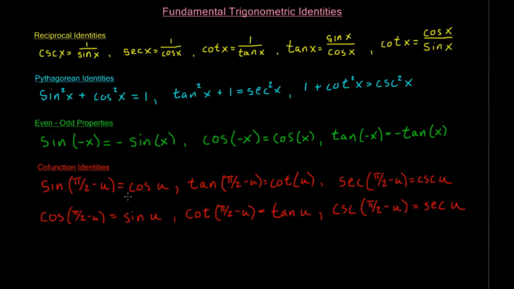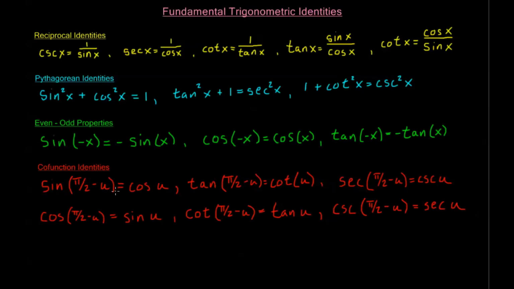We have that sine of pi over 2 minus u is cosine of u, tangent of pi over 2 minus u is cotangent of u, secant of pi over 2 minus u is cosecant of u, cosine of pi over 2 minus u is sine of u, cotangent of pi over 2 minus u is tangent of u, and cosecant of pi over 2 minus u is secant of u. So you can see why we call these the cofunction identities.